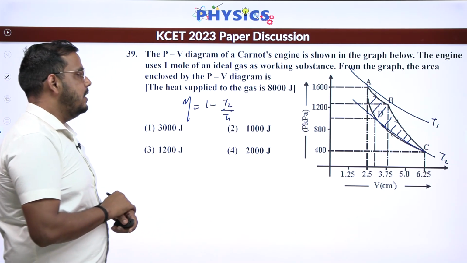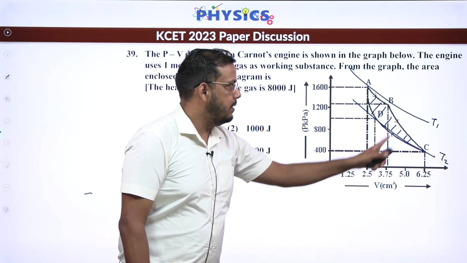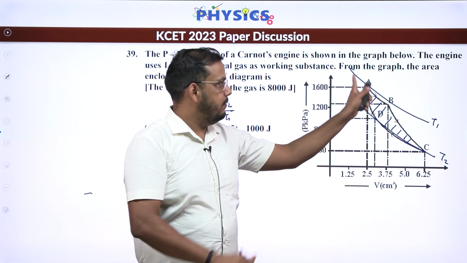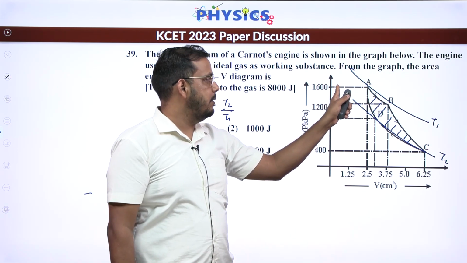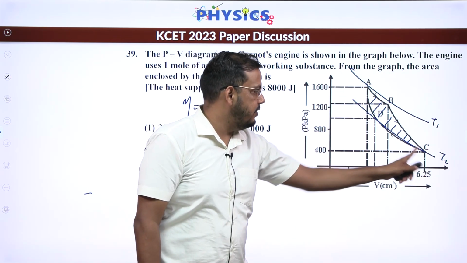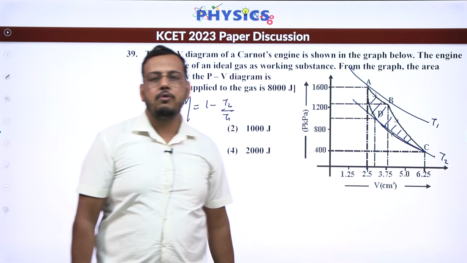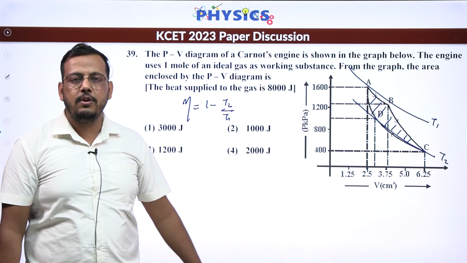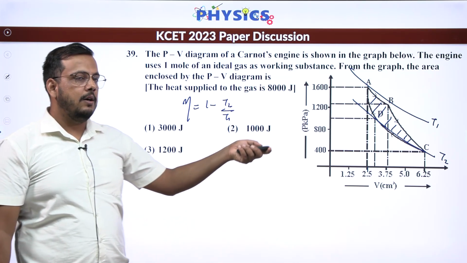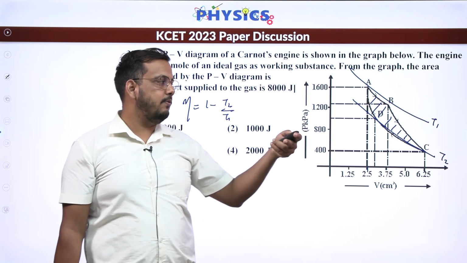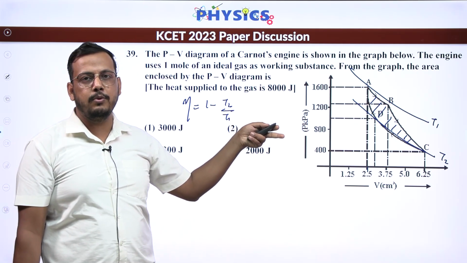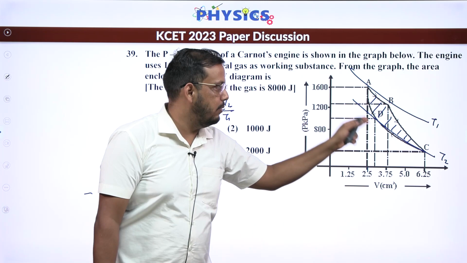Now since we don't know the temperatures T1 and T2, but we know for the curve A to B, at the point A we know the pressure and we know the volume. Similarly at point C we know the pressure and we know the volume. So by using the relation PV equals nRT, since n and R are the same for the whole gas.